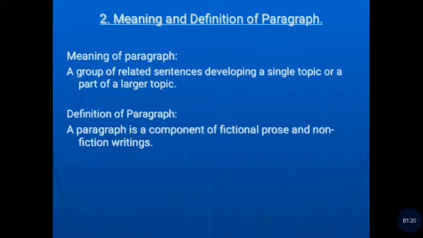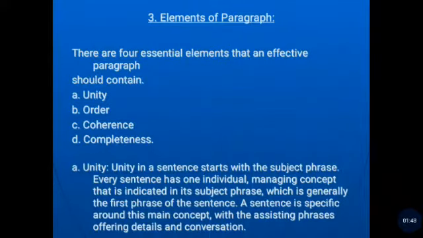Meaning and definition of paragraph. Meaning of paragraph: a group of related sentences developing a single topic or a part of a larger topic. Definition of paragraph: a paragraph is a component of fictional, prose, and non-fictional writings. Elements of paragraph: there are four essential elements that can make a paragraph effective. Number 1 is unity, number 2 order, number 3 coherence, number 4 completeness.